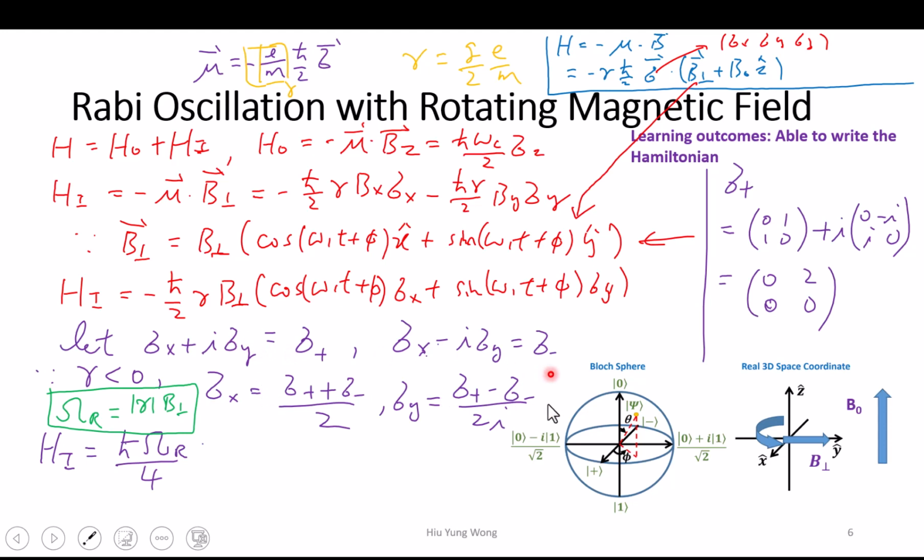Okay, just a definition. And because of this, what is sigma x? You just add sigma plus and sigma minus, then the i sigma y terms cancel, and divided by 2, this one plus this one divided by 2 will give me sigma x. And then this one minus this one divided by 2i, I will get sigma y. Is this clear?